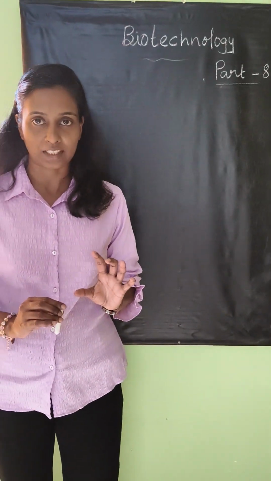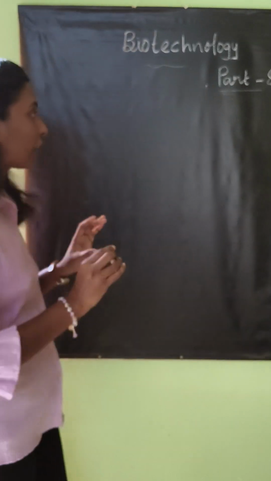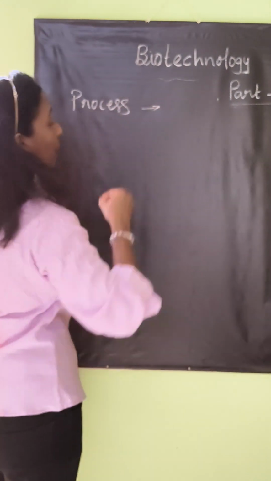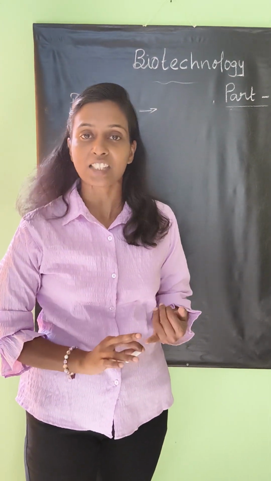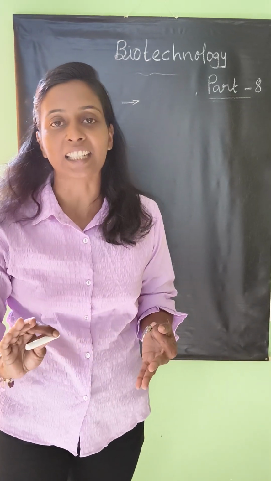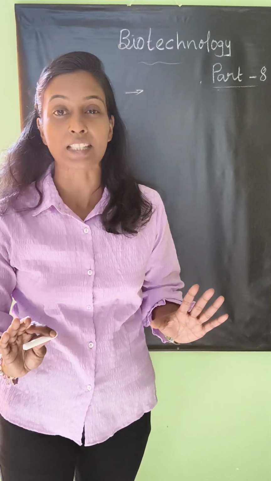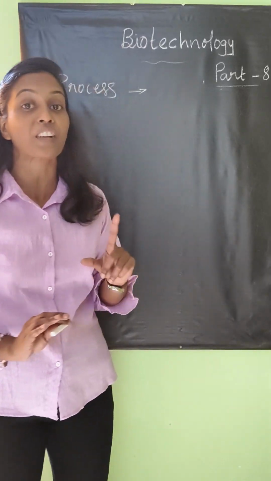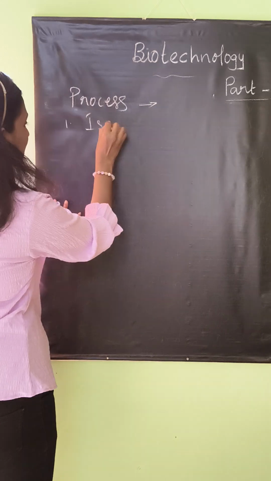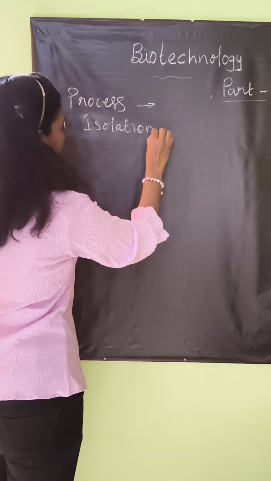First of all, we can understand what the processes of biotechnology are. There are different processes of biotechnology. So what are they? You can say isolation of DNA, inserting it into the plasmid or vector, and this plasmid is inserted into the host. This you can say is the process of biotechnology. The first process we are going to study is isolation of DNA.